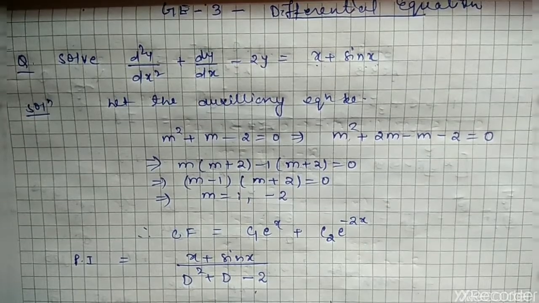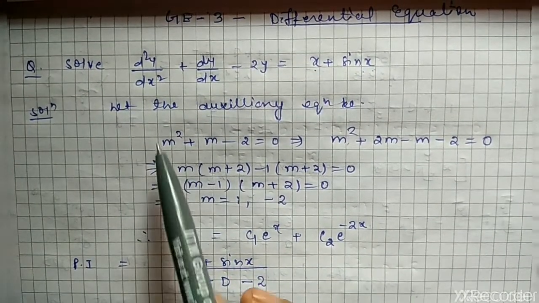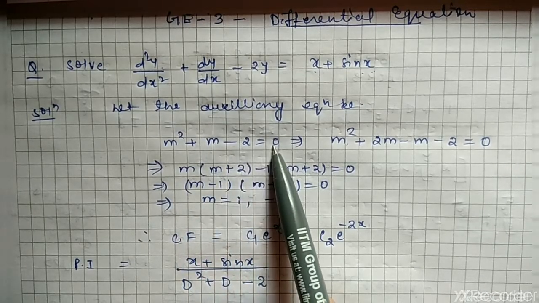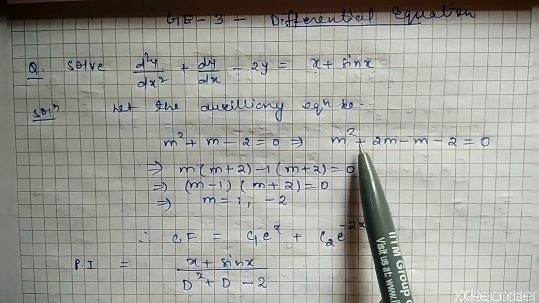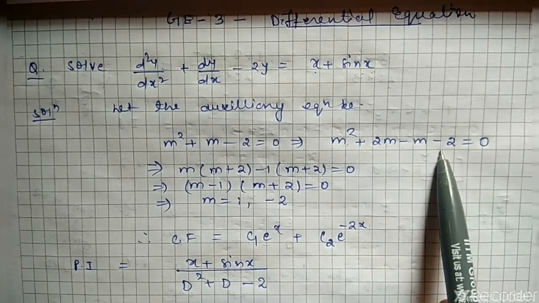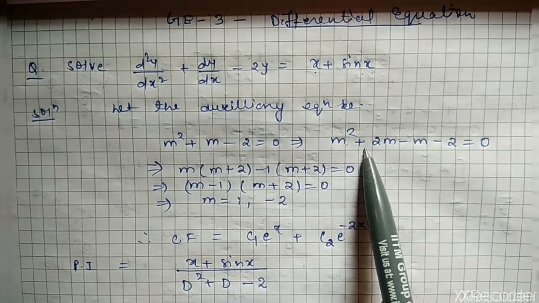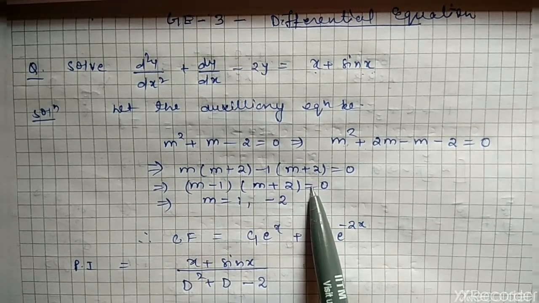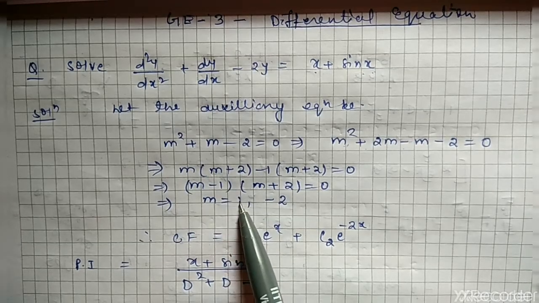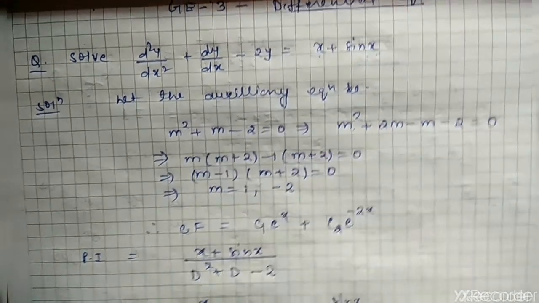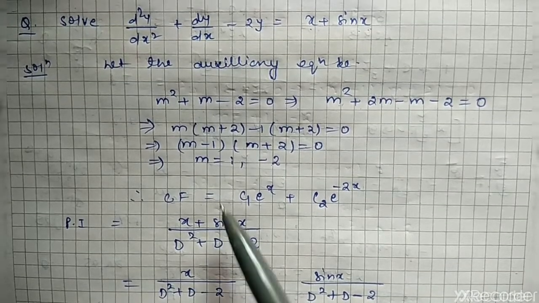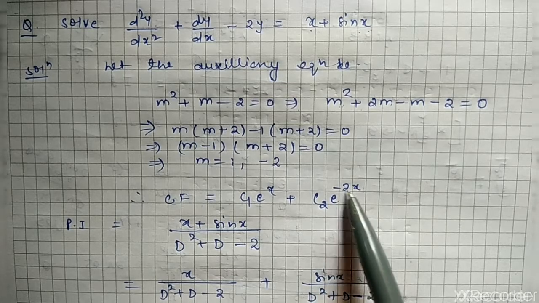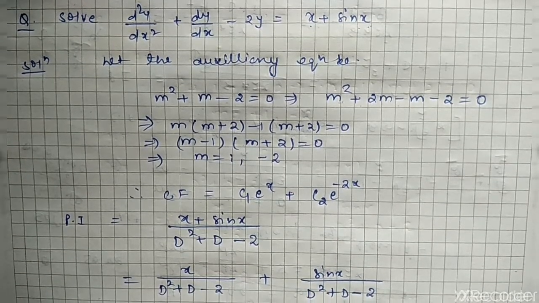To solve this question, first we find the auxiliary equation. Let the auxiliary equation be m square plus m minus 2 equals to 0. This implies m square plus 2m minus m minus 2 equals to 0, and this will give the solution as m minus 1, m plus 2 equals to 0, and therefore m equals to 1 and minus 2. So here the complementary function is given as CF equal to C1 e to the power x plus C2 e to the power minus 2x. Let us see the particular integral.